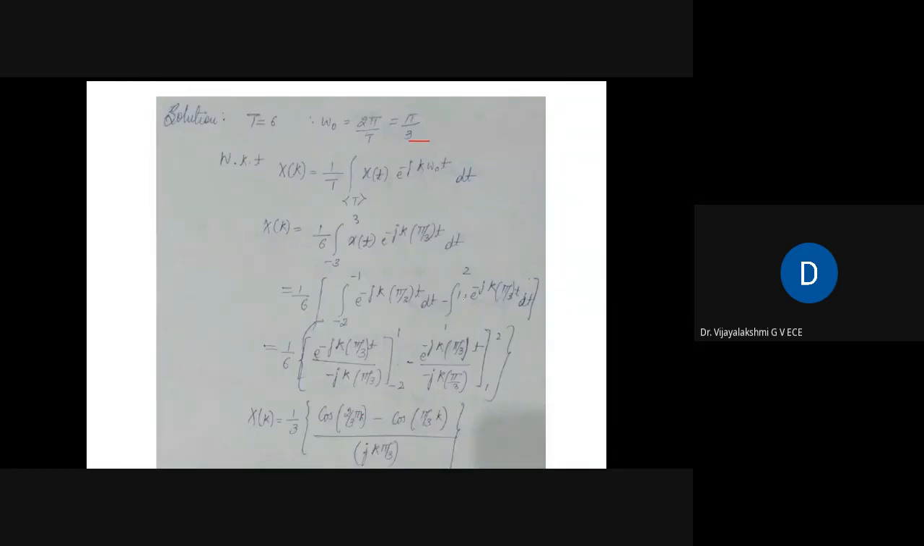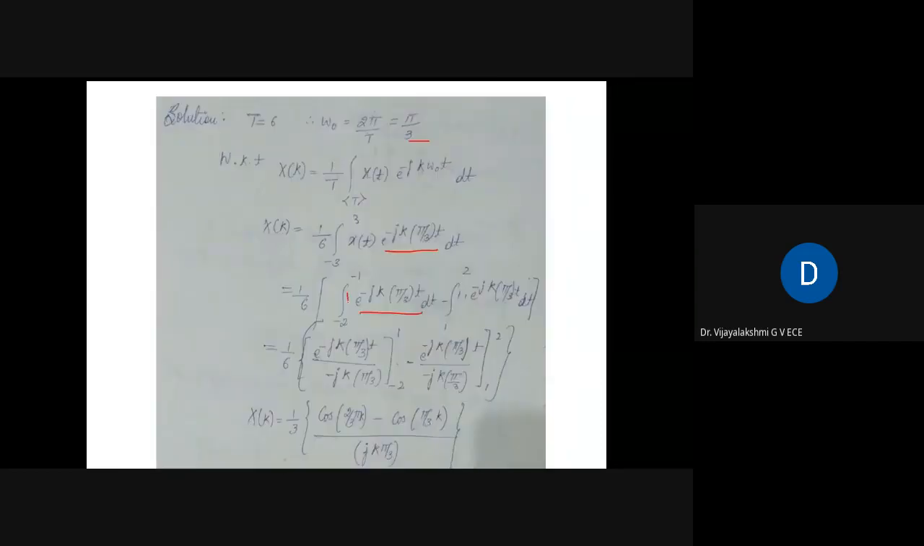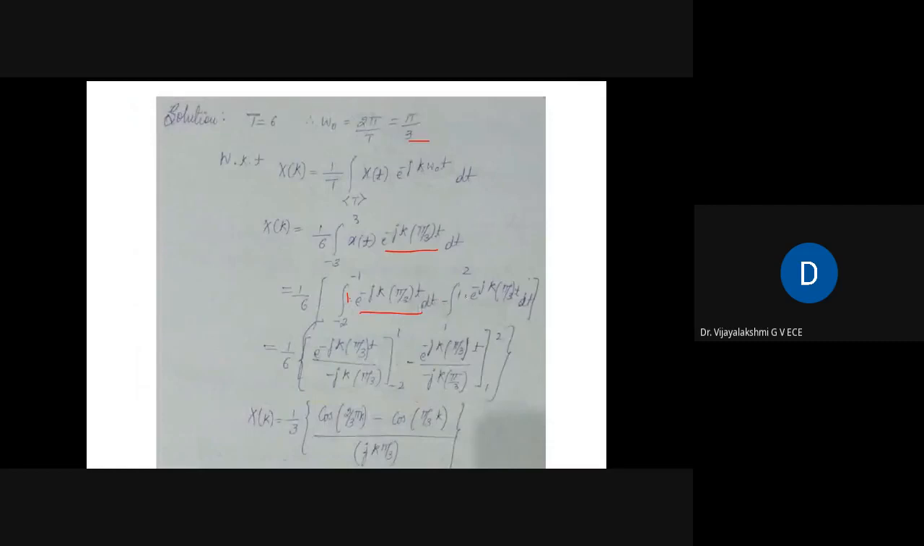So from 1 to 2 it is 1. So we get from minus 2 to minus 1, e raised to minus j, that is substituted. I have not written anything for x of t here because we know that x of t is equal to 1. So 1 into e raised to minus jk pi by 3t is the same as this. Even here, it is the same.